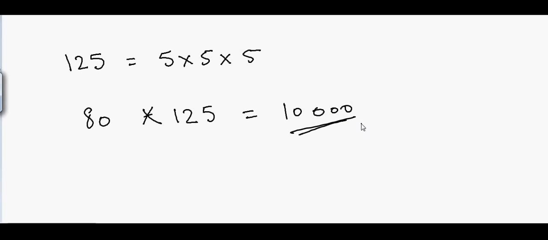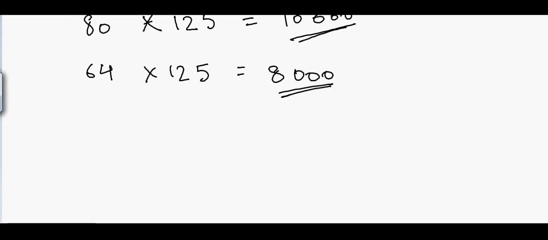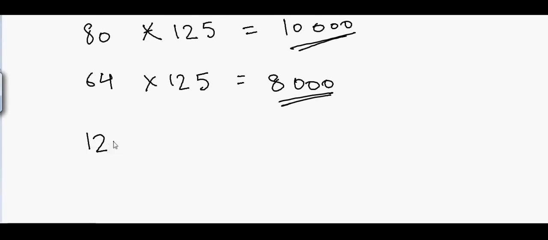Again, let's take another example. If I have 64, as we know 8 into 8 is 64. So in this case, if I multiply by 125, that will be equal to 8, because we divided 64 by 8, and then put 000 in the end. So it will be 8000. And let's take another example, 128 by 125. In this case, 128 divided by 8 is 16, and then we put 000 in the end. So that is our answer.